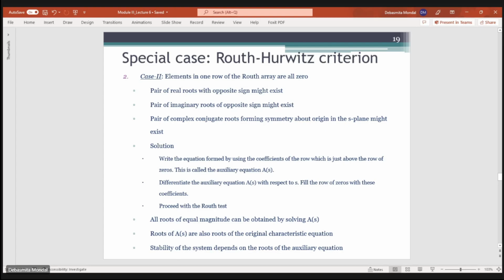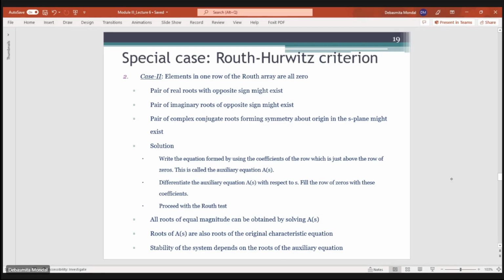So what does that signify? If all the elements in a single row of a Routh array become equal to 0, what does it signify? This condition indicates that there are symmetrically located roots in the S-plane.